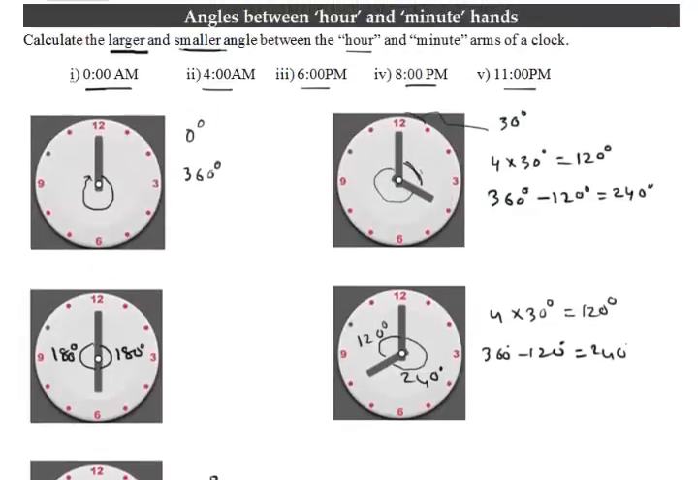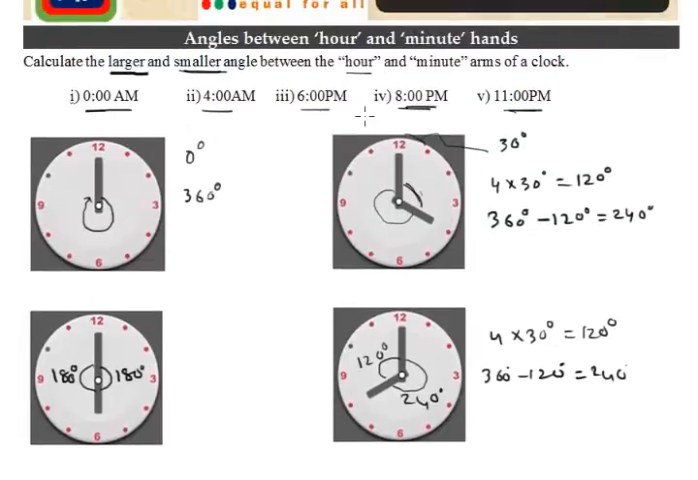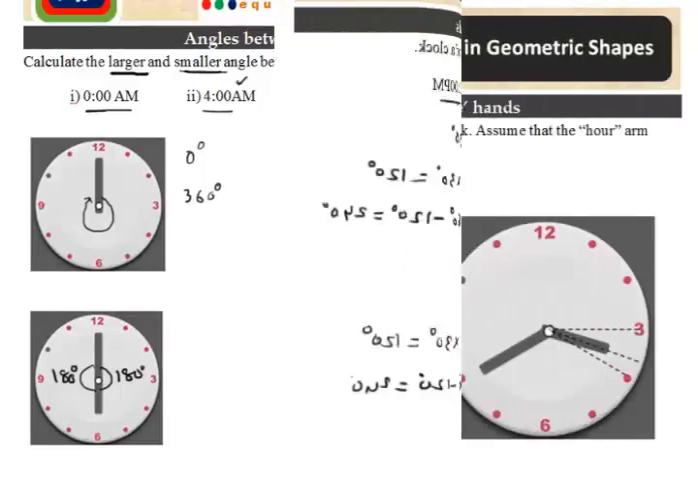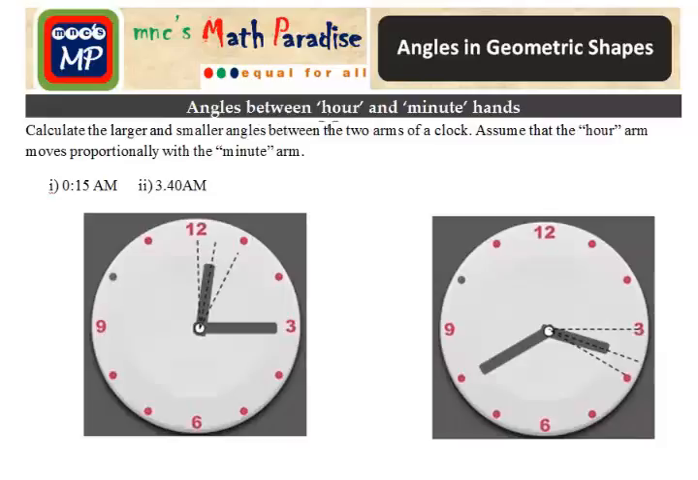So when these times are given in perfect hour, there is no minute part, then it is very easy to calculate the angle, either smaller or larger angle between the hour and minute arms. Now we will find the angle between hour and minute arms of the clock when both hour and minute part will be there. So we will be calculating the larger and smaller angles between two arms of a clock, assuming that the hour arm moves proportionally with the minute arm.